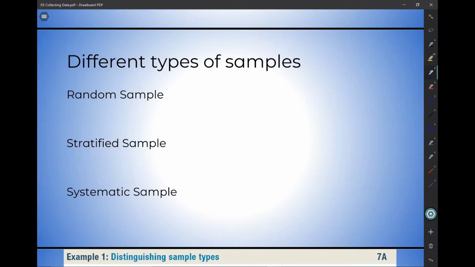A random sample, as the name suggests, is just people chosen randomly. So there are 8 of us in our class, I think, 9 of us in our class. If I chose 3 people at random to ask what you thought of how our maths is going, that would be a random sample.